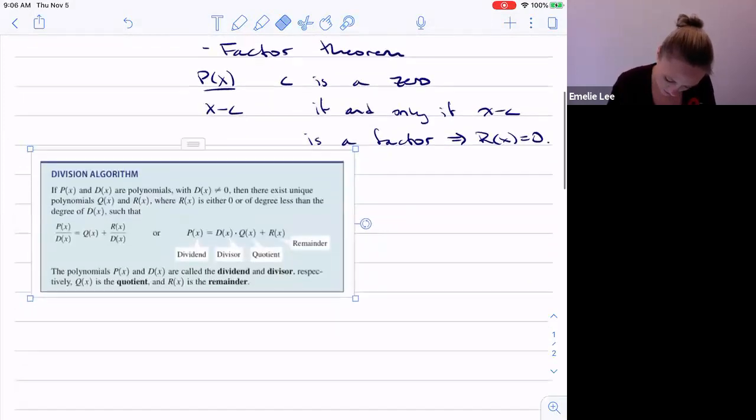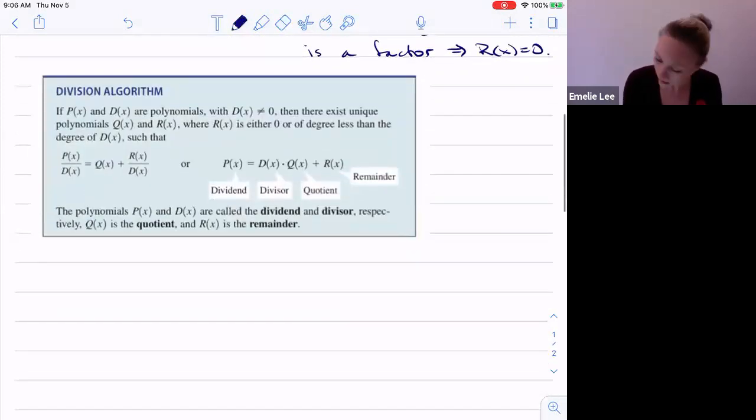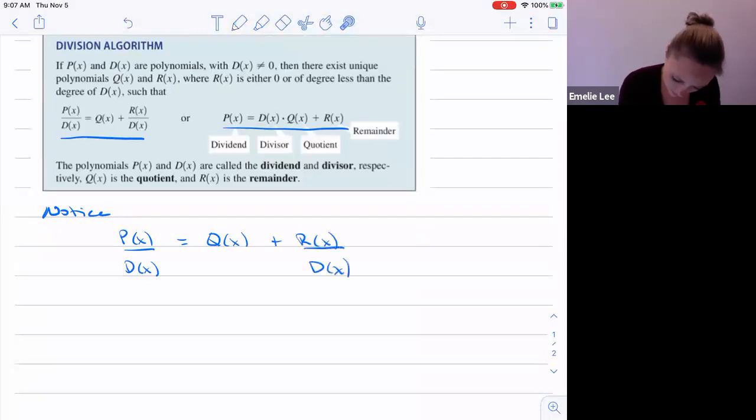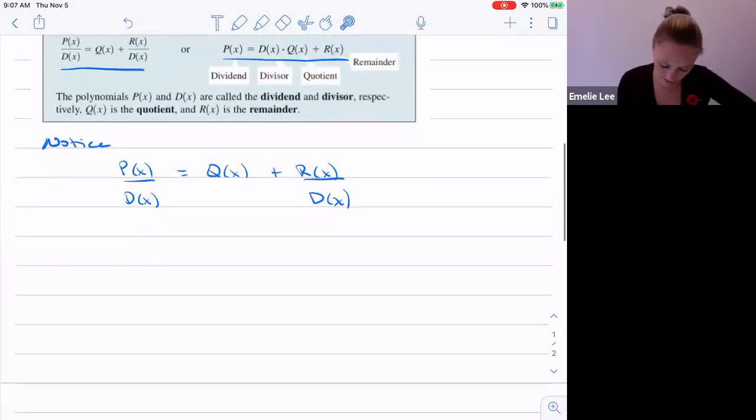Okay, so there are 2 ways that we can write these things out. Notice that if you have P of x over D of x is equal to Q of x plus R of x over D of x, the quotient plus the remainder over the divisor. The remainder is everything that's left over, but you have to put it over the divisor because otherwise you're wrong. Just like when you do 5 divided by 2, that's 2.5. That's 2 plus 1 over 2. Same idea.